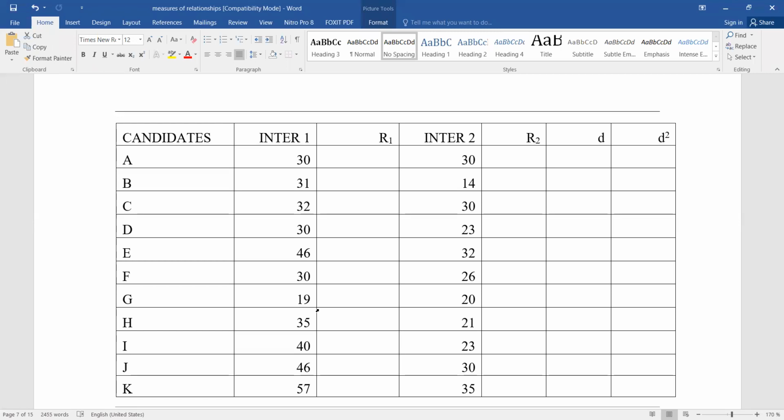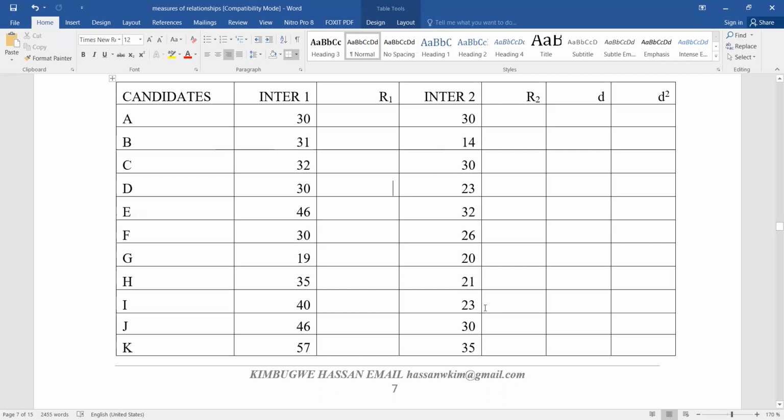Good. So we begin ranking. We begin with the smallest. Looking at interviewer 1, what is the smallest value there? Sevagal is saying 19. So we have 19, rank 1. So we put a 1 there. Next is what?